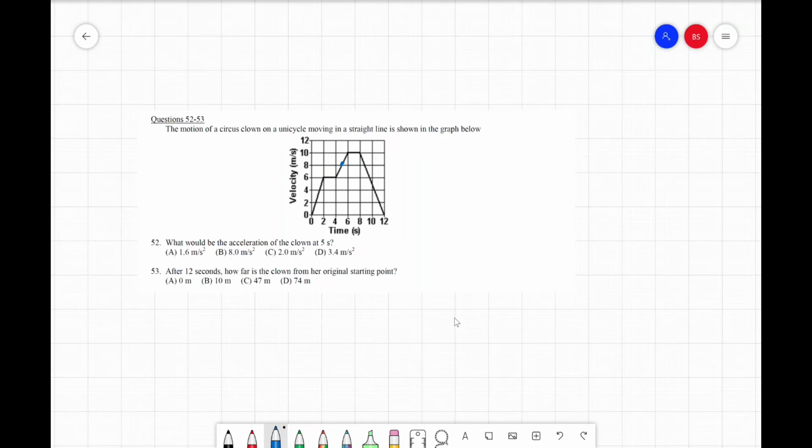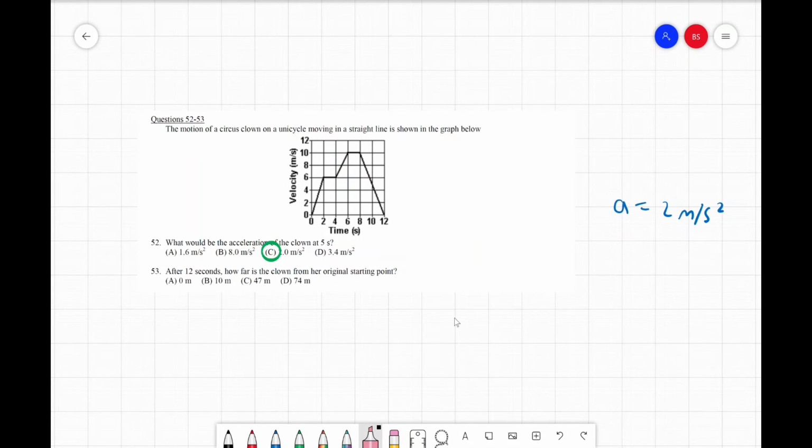Since we know that the slope of the line between 4 and 6 is the exact same, we'll just try to find the slope of this line over here. We know that slope is equal to rise over run. We can see here that our rise is 4 and that our run is 2. That means that our slope, which in this case is our acceleration, will be equal to 2 meters per second squared. That means that our answer is C.